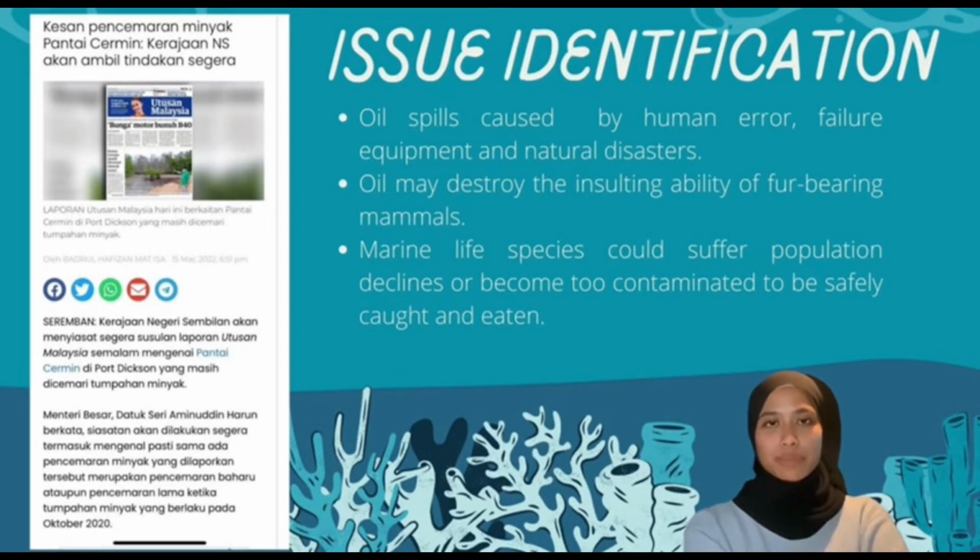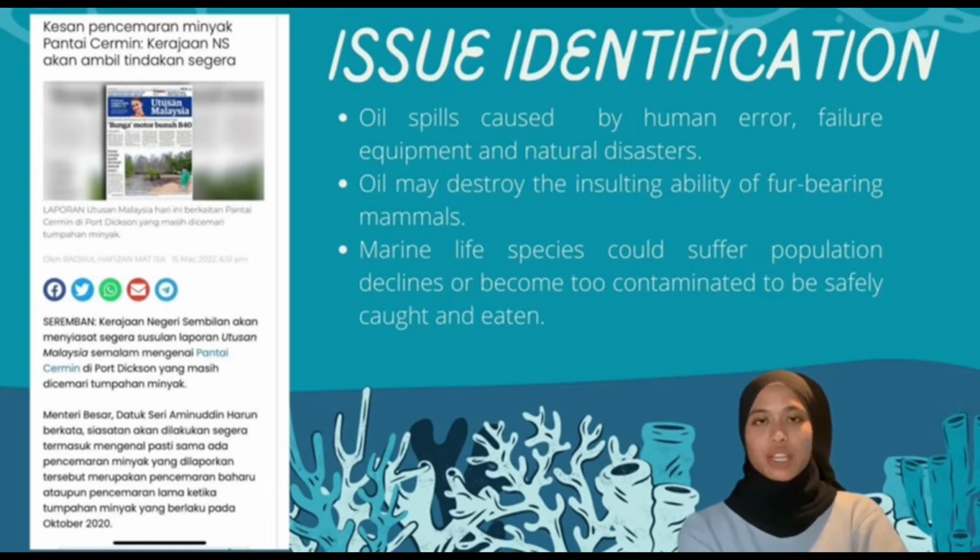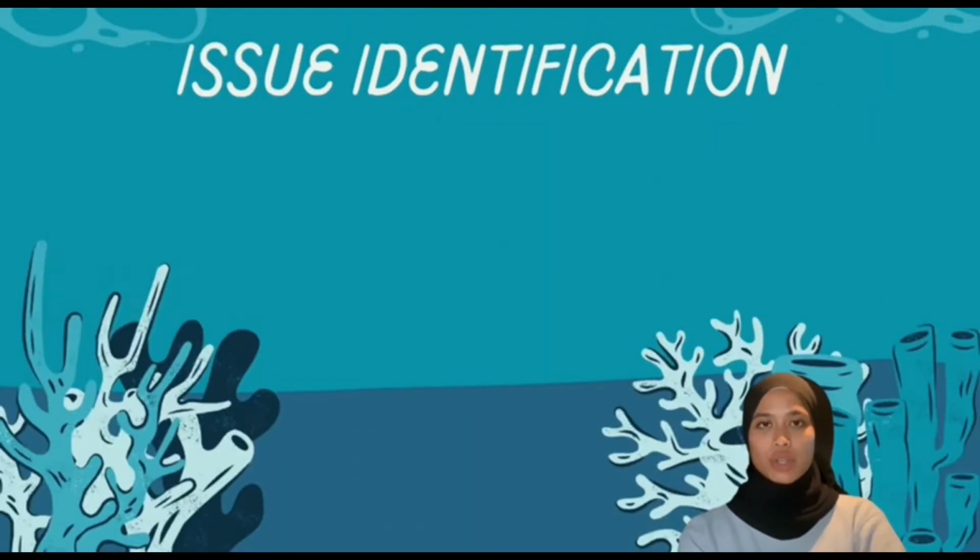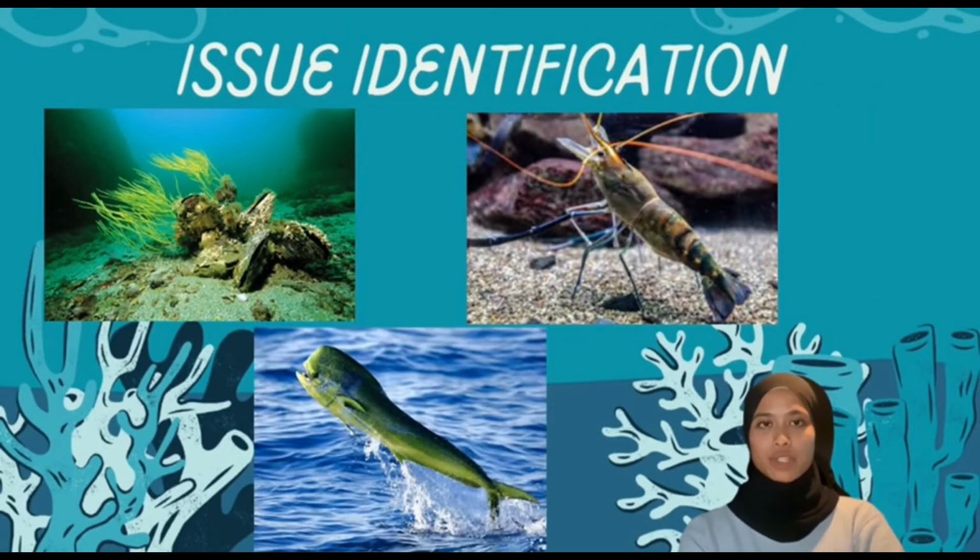Oil is spreading rapidly across the water surface to form a thin oil slick. As the oil continues spreading, the slick becomes thinner and thinner until it becomes a very thin sheen, which often looks like a rainbow. Oil may destroy the insulating ability of fur-bearing mammals. Thus, many birds and animals also swallow oil, which poisons them when they try to clean themselves or eat prey. Commercially important species such as oyster, shrimp, and mahi-mahi grouper could also suffer population declines or become too contaminated to be safely caught and eaten.